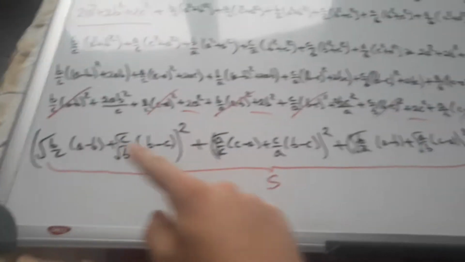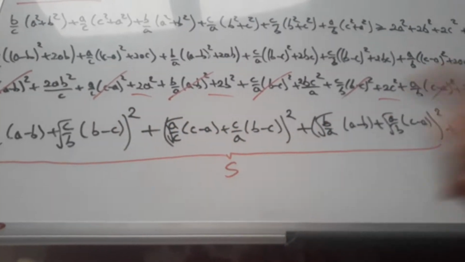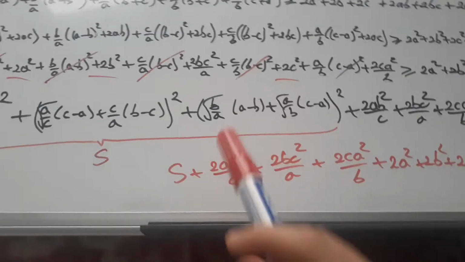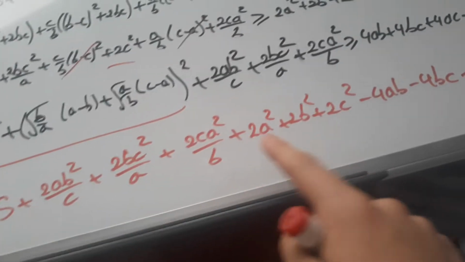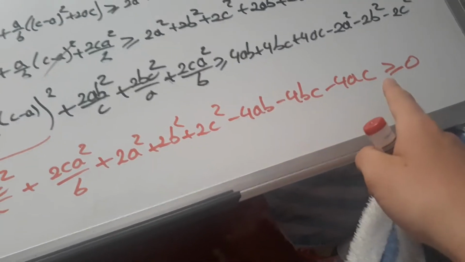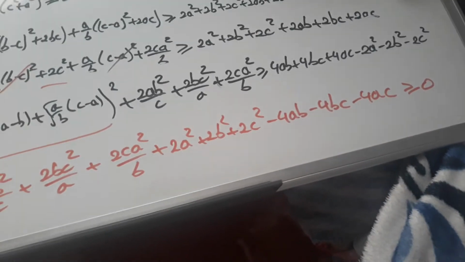By the way, I have noted this sum of squares with S because this is positive. So we will get this relation: S plus this rest minus this is greater than or equal to 0. Now here I see something special.